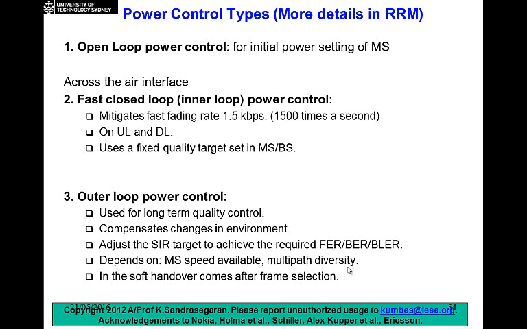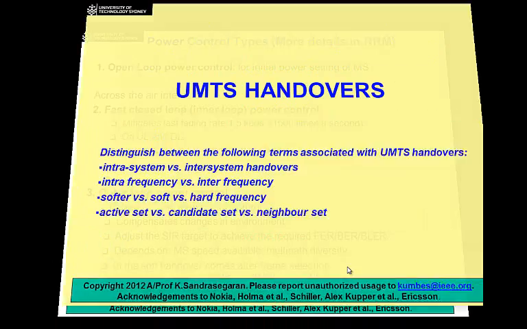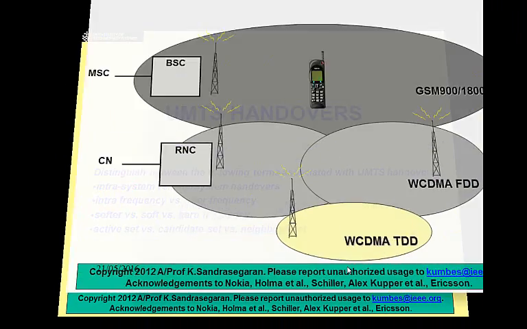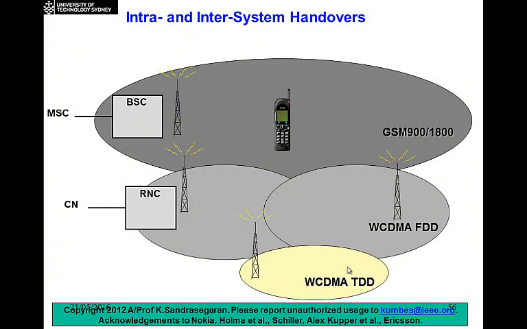And then you also have something called outer loop power control. Okay, as I said, we'll talk more about this in the radio resource management class. So in terms of handovers, what do we know about handovers? Well, in the case of wideband CDMA, there are many different types of handovers. The first type of handover is referred to as inter-system handover. So we are going from one system, which in this case could be a 2G system to a 3G, or from a 3G system to a 2G.